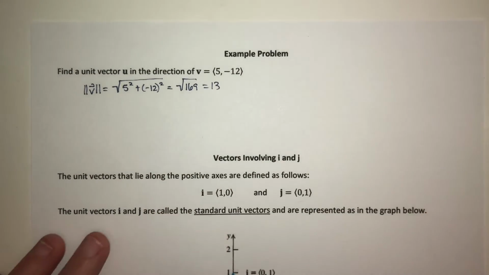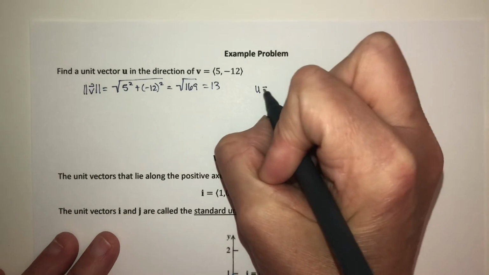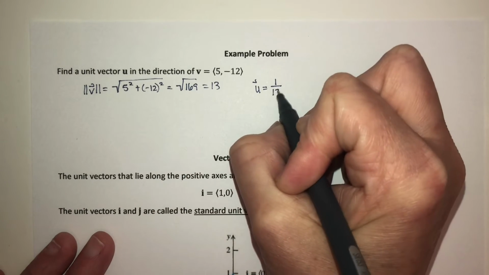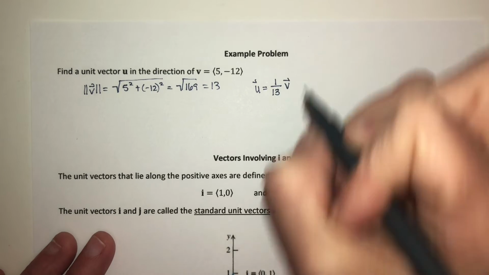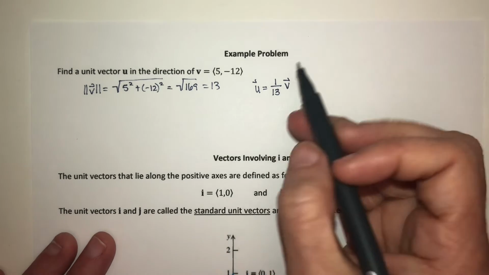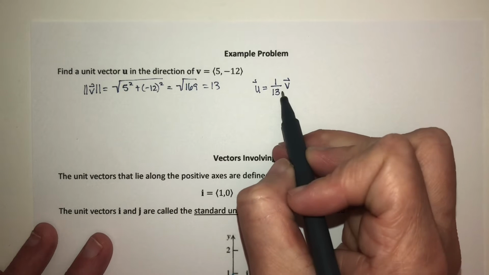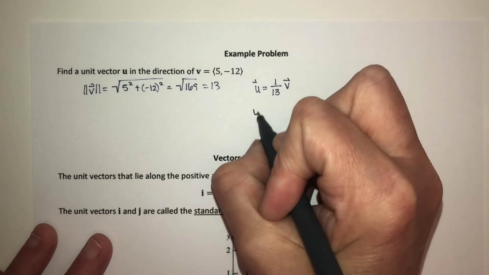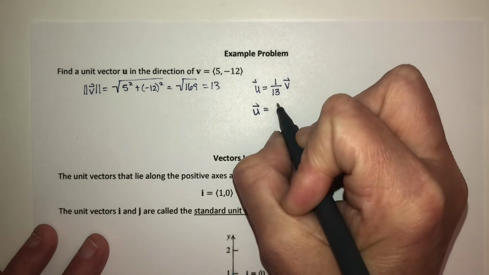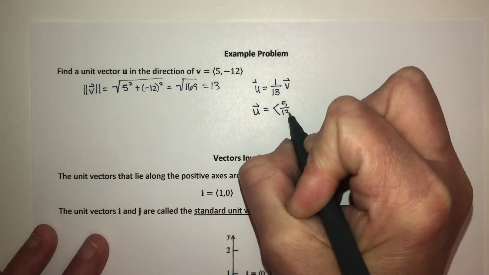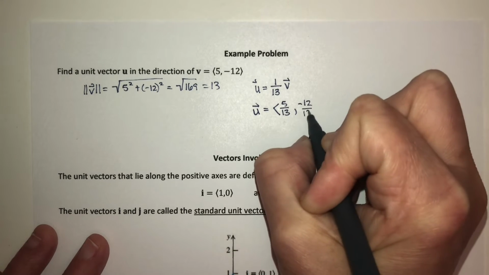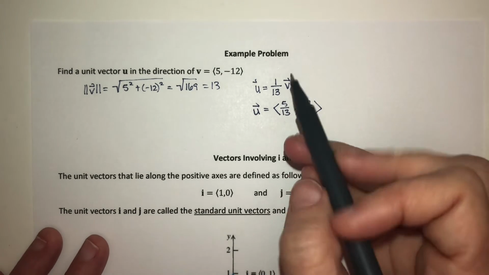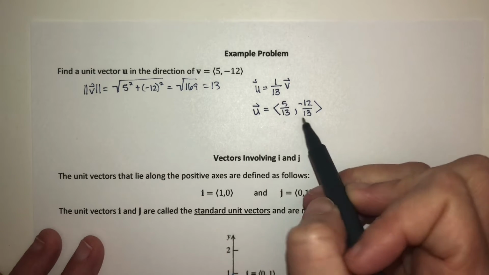Okay, so the unit vector is equivalent to 1 over 13 times vector v. So what this means, this is scalar multiplication now. In scalar multiplication, you multiply each of these by this value. Our unit vector is equal to 5 over 13, -12 over 13. It will point in exactly the same direction, and if you were to find the magnitude of this, you should get 1.